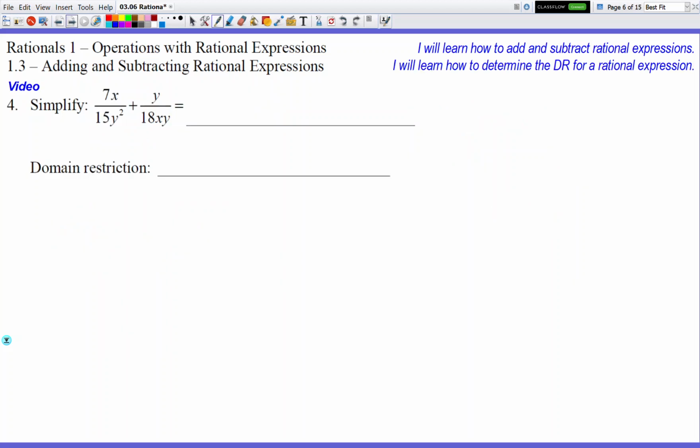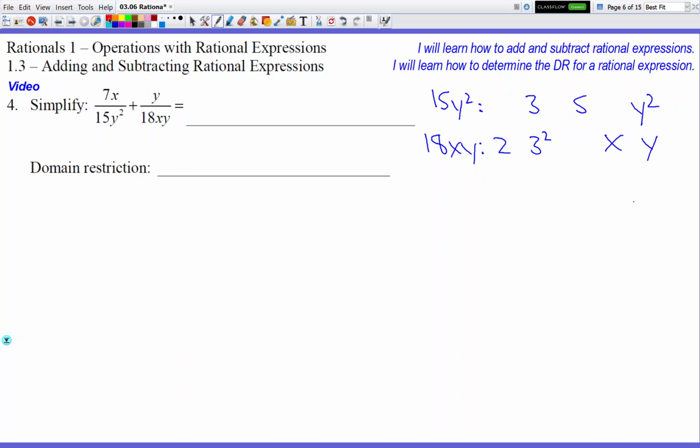Number 4. Okay, so we got the same exact concept going on, right? We're going to break apart 15y squared. We're going to break apart the 18xy. And let's see what happens. So 15y squared, let's break him up first. So he's going to become 3 and 5 and y squared. Okay? And then the 18xy, we're going to break him up into 2 and 3 squared. Those are my numbers. And then a single x and a single y.